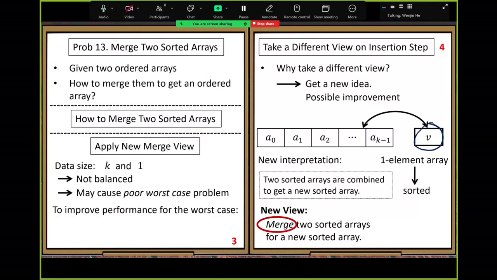To improve performance for the worst case, we want to apply the balancing principle here. We try to split the array as evenly as possible. When you do divide and conquer, you have freedom to choose how to split your data. So we split the data as evenly as possible, trying to make two subarrays of equal size. If the number of elements is odd, one subarray has one more element than the other. As even as possible.